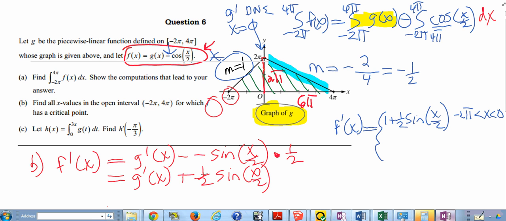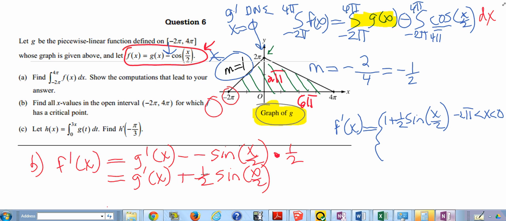And of course at 0 it doesn't exist, not because of the continuity, but because of the fact that this is the derivative, and the derivative does not exist there, as we already discussed. So let's take a look at the second half.